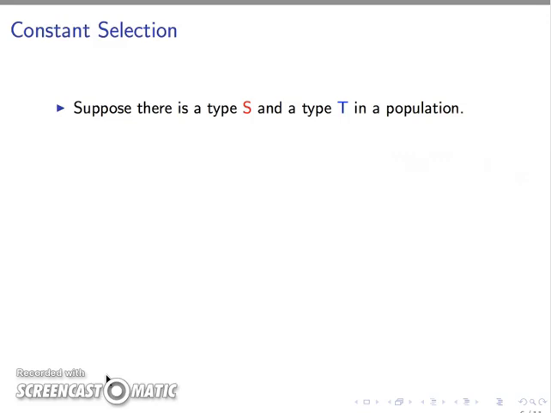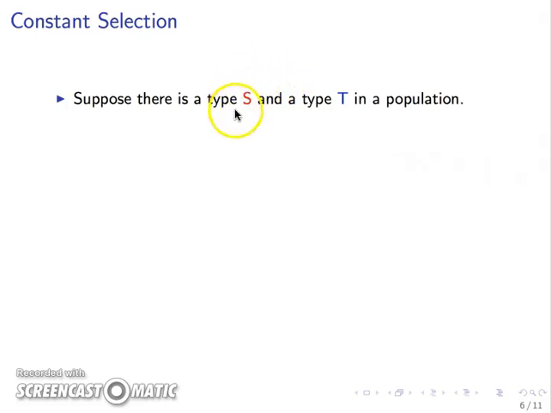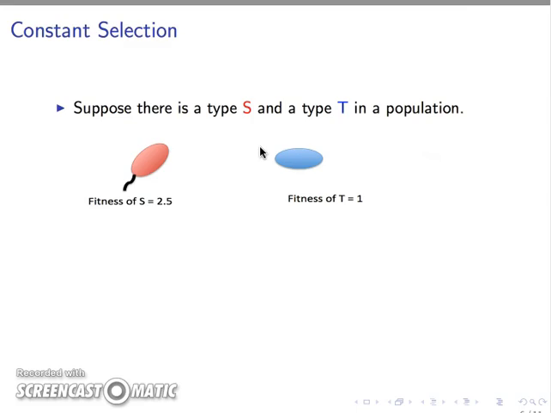Okay, so let's start throwing some symbols here. Suppose we have a type S and a type T in a population. And the fitness for type S here in red is, we're going to give some values here, fitness 2.5 versus the fitness of type T, which is set for this example to be 1. Don't worry about what the units of these values are. This is just to make a point that will be clear in just a few seconds.